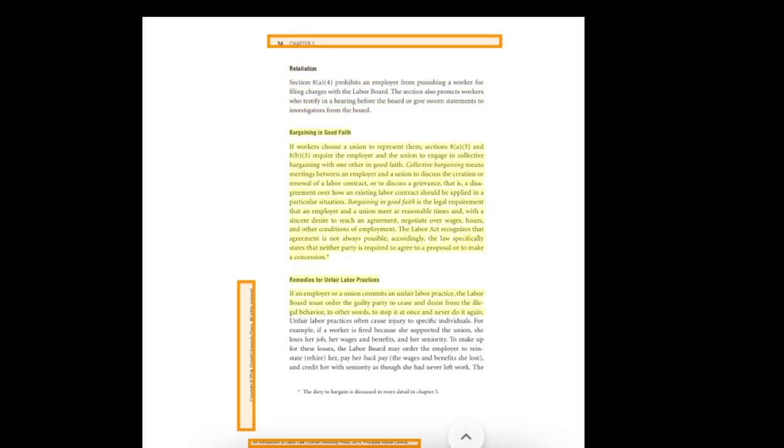If workers choose a union to represent them, sections 8(a)(5) and 8(b)(3) require the employer and the union to engage in collective bargaining with one another in good faith.